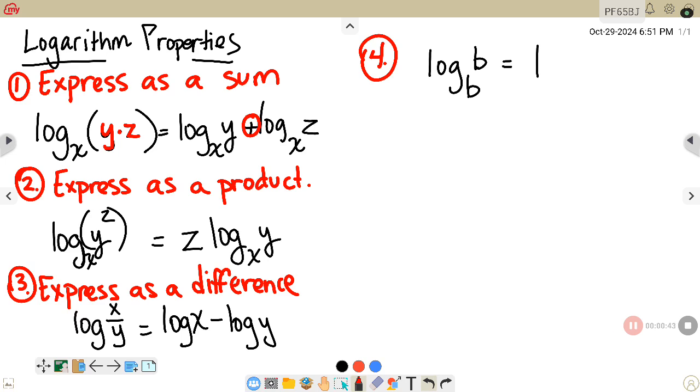If you are asked to express as a product, if your logarithm, in example 2, log base x of y to the z power, you can rewrite that as a product, which means I'm actually going to bring that z down and make it times the logarithm. Expressing as a difference, if you have log of x over y, and you need to express as a difference, which means subtraction, you are going to have log of the numerator minus log of the denominator.